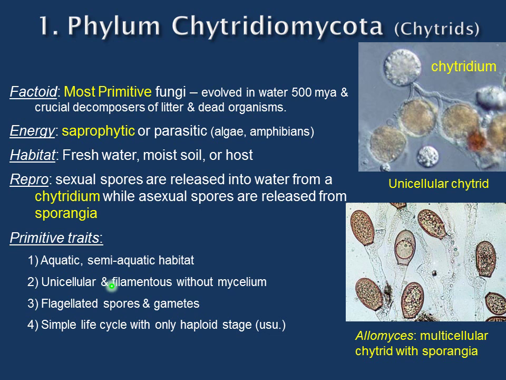They have primitive traits, so 1, they're aquatic, or semi-aquatic. 2, they're unicellular and filamentous without any mycelium. 3, they have flagellated spores and gametes. And 4, they have a simple life cycle with haploid stage. So we see off to the right a unicellular chytrid, and then the bottom right is Allomyces, a multicellular chytrid with sporangia.